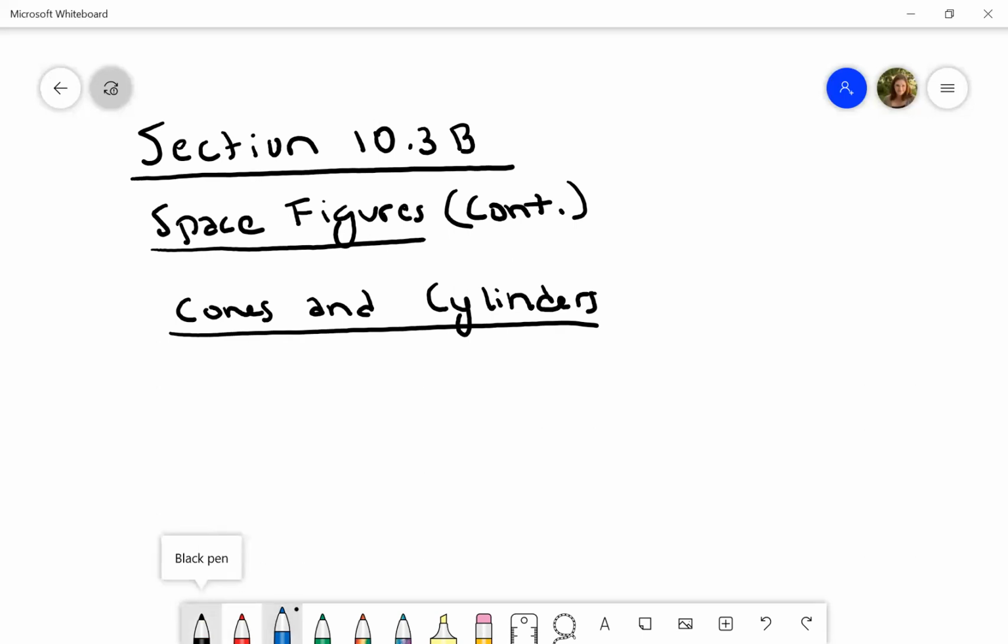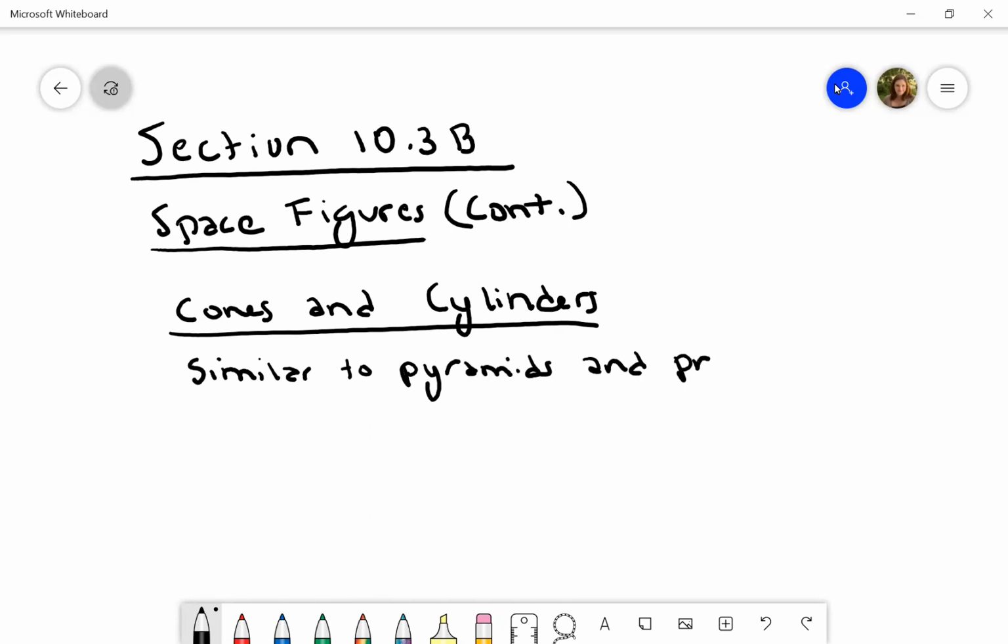A cone and a cylinder basically are similar to pyramids and prisms. The difference is that their base is a circle. So similar to pyramids and prisms, except the base is a circle. I think the book calls it a disc. I don't know why. I don't think it really makes a difference.